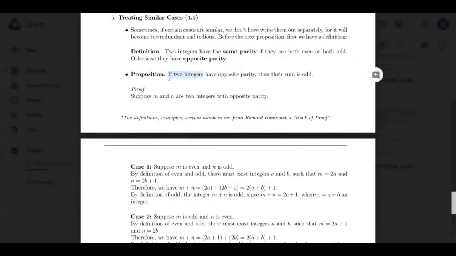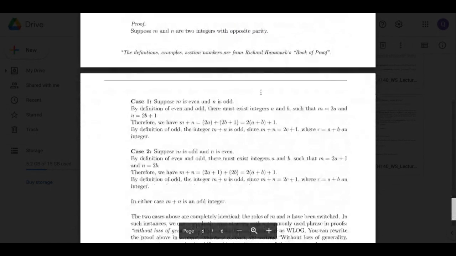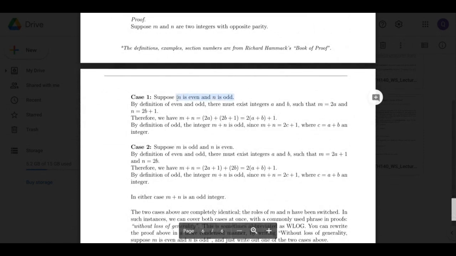Okay, let's prove this proposition: if two integers have opposite parity, the sum is always odd. So we assume one number is even and one number is odd. The even number can be written as 2 times something, right? And the odd number is 2 times an integer plus 1. Then when we add those two numbers, the sum can be written as 2 times something plus 1, which is in the form of an odd number.